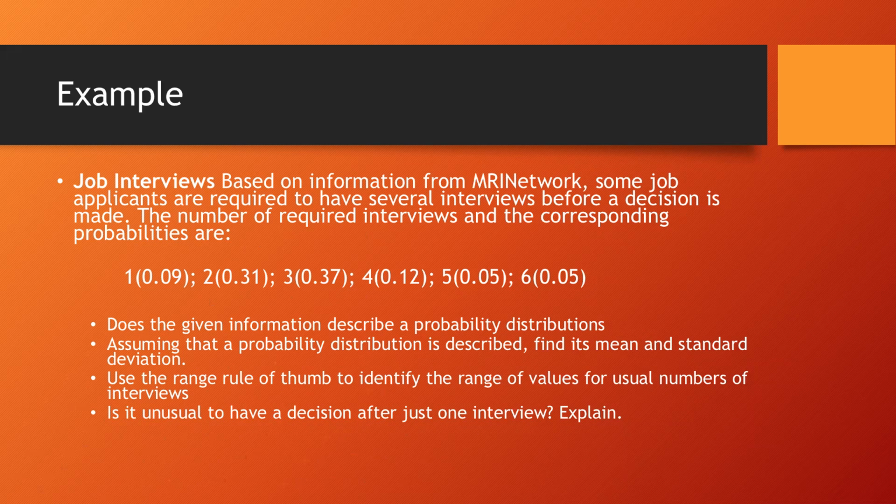So using the range rule of thumb to identify the range of values for usual numbers of interviews, is it unusual to have a decision after just 1 interview? In this case, we would say no, it is not unusual, because we find that our minimum usual value is 0.39, and our maximum usual value is 5.31. So it would be unusual to have 6 interviews though, which would kind of make sense. It seems kind of rare to have that many.